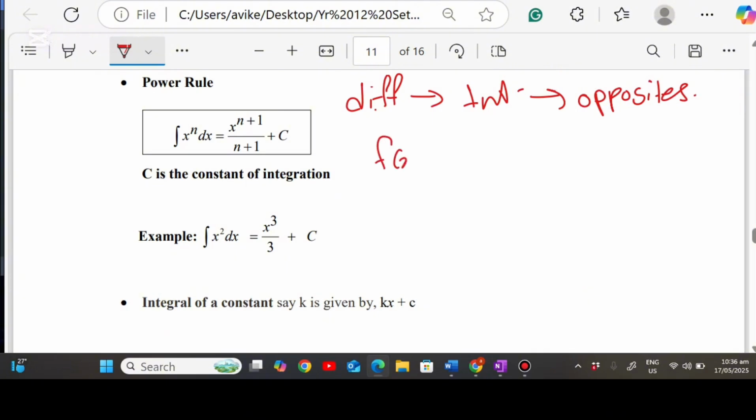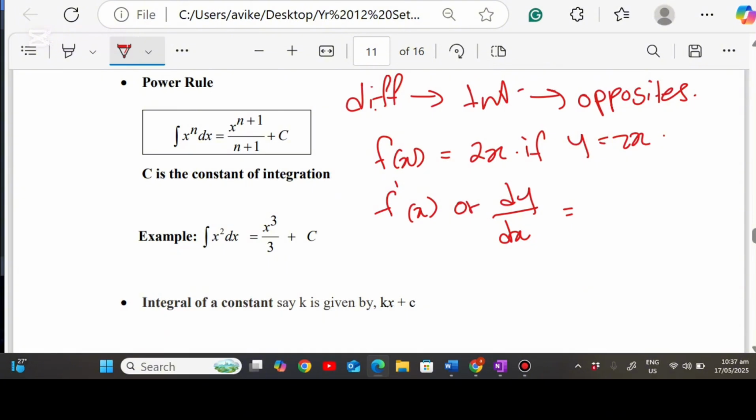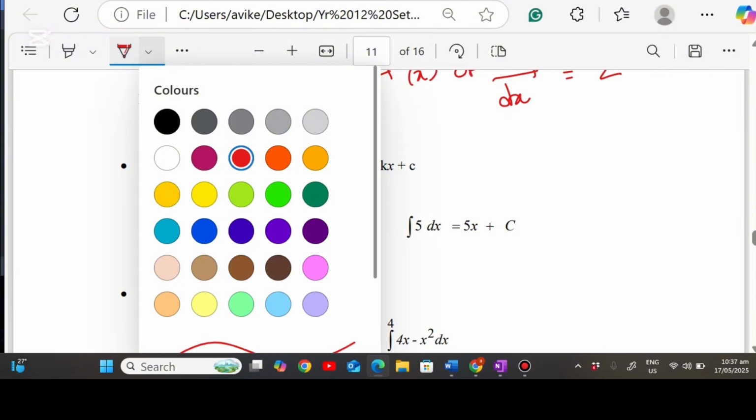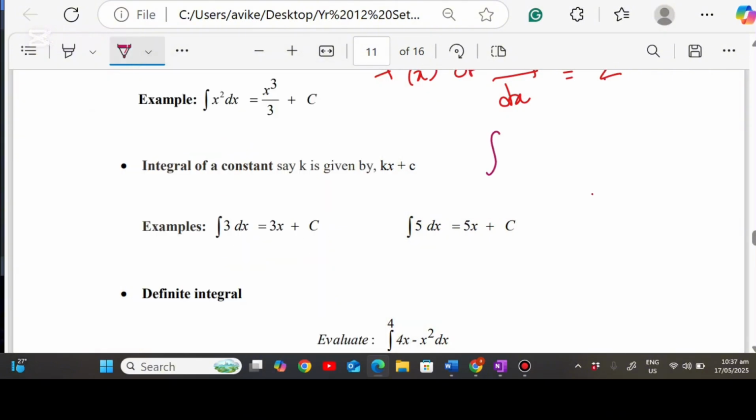For example, if I have a function, let's say f of x is equal to 2x, and if I ask you to differentiate, which means find f dash of x or dy dx, provided the function was given as y equals 2x, you will then say the derivative of 2x is 2. If I then try to work out the integration, now let's take 2 from here. If I integrate a constant, I will simply have the function back, but with a plus c, that is called the constant of integration. So there you have it. It's basically opposite.